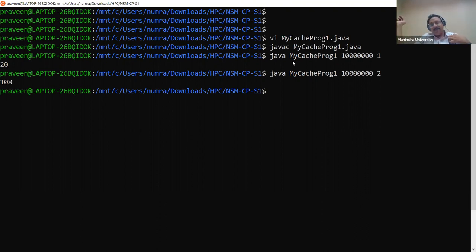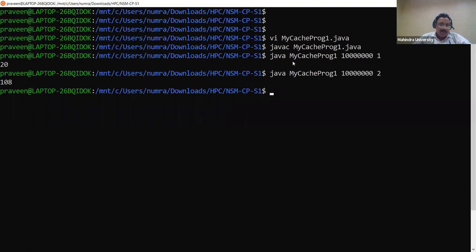That means if our program is cache friendly, we can execute that program in less time. If our program is not cache friendly, then it takes more time and definitely we'll get less throughput. That is why, while writing concurrent programs, we should know about the cache hierarchy.